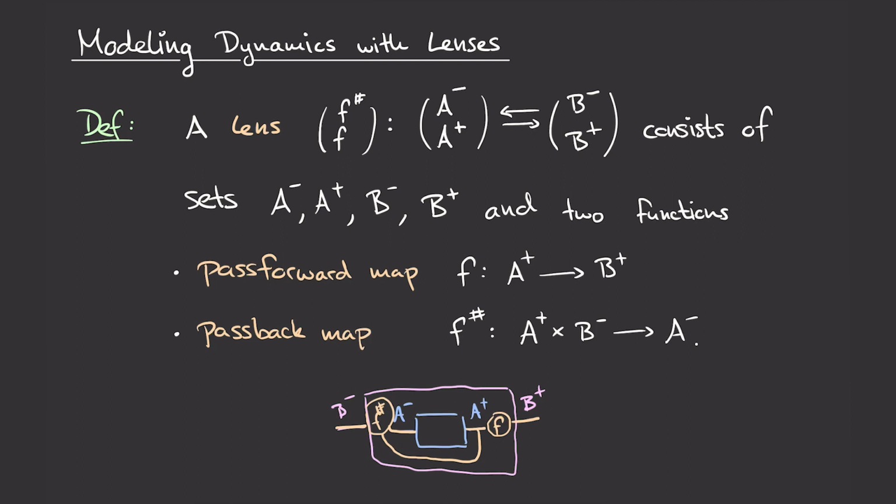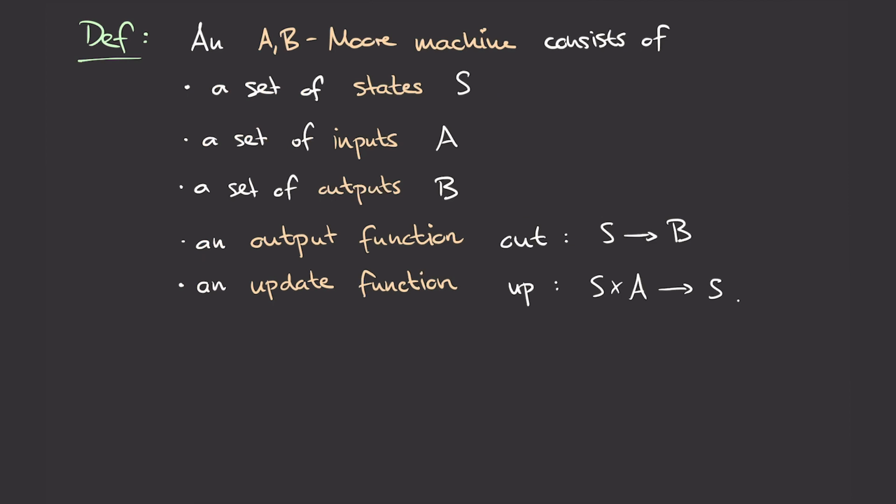Okay, so that's one way to think about what a lens is, but as I promised before, all of this will become a lot more concrete when we move on, and specifically when we see how to think of dynamical systems as lenses. That brings me to the next definition, which is that of the specific type of dynamical system we'll be considering here. These systems are called A-B Moore machines, and they consist of the following data. So we have some set of states, S, we have a set of inputs, A, and a set of outputs, B.